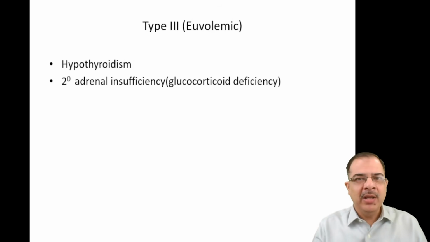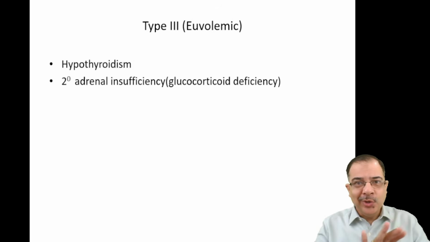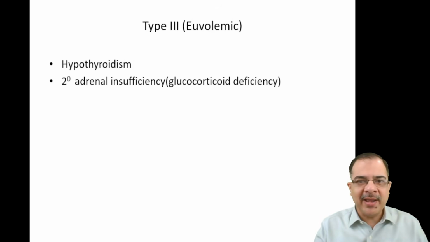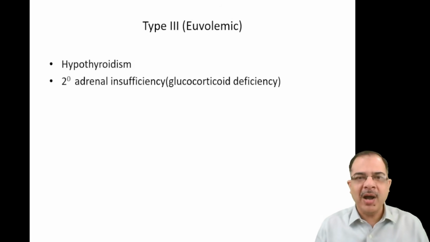Why is this important? Because if we diagnose that euvolemic hyponatremia is due to hypothyroidism, thyroxine replacement will correct the sodium. No other treatment is needed. Treat the underlying cause. And here, if we treat the secondary adrenal insufficiency, then euvolemic hyponatremia will be treated without any replacement of sodium from outside.